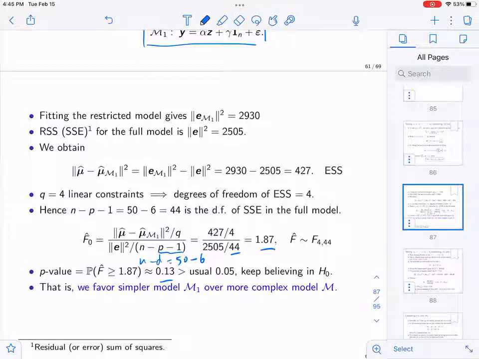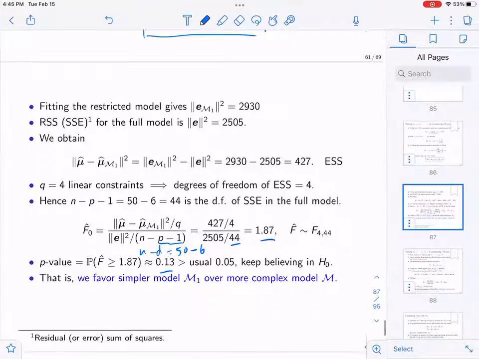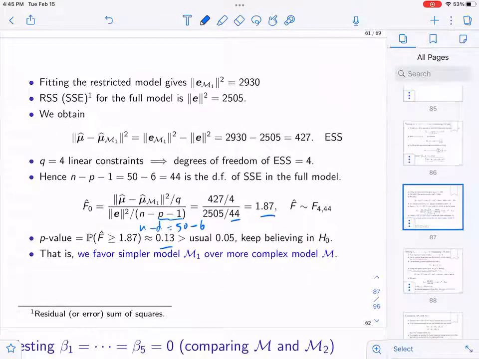So this part I hope people understand well. Basically, F is not big enough for us to reject the null at level 0.05. And so although M has a better residual sum of squares, is a better fit, this difference is not big enough for us to favor the complex model. So we pick M1.